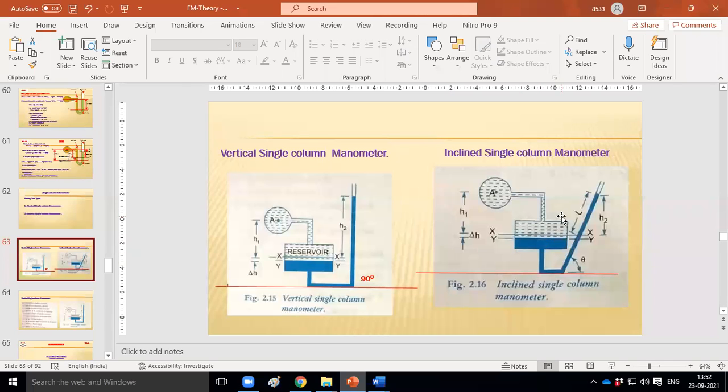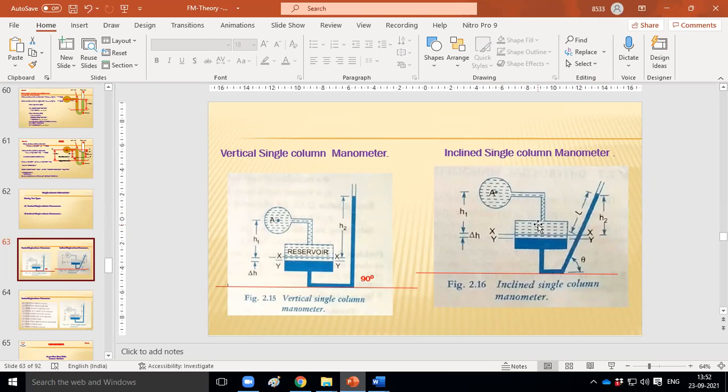Now you can observe the right side figure. Again, the same concept. If there is no pressure in the pipeline, where is the mercury level? At which line? XX in the reservoir, and in the right limb, where will the mercury level be? If there is no pressure, is there this level of mercury? No. If there is no pressure, then the mercury level is at XX only.